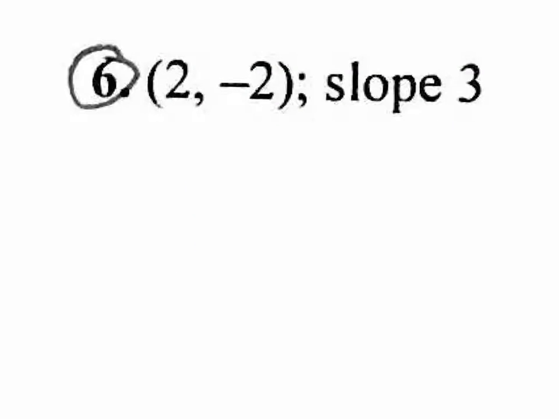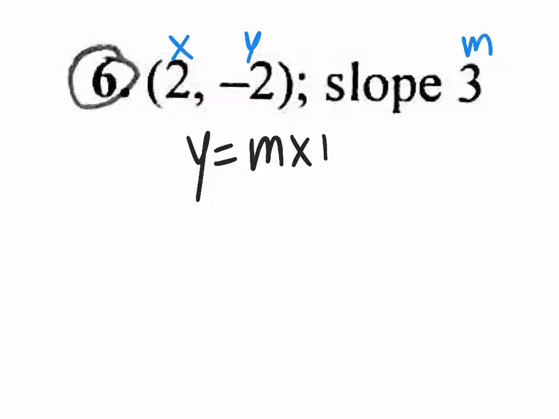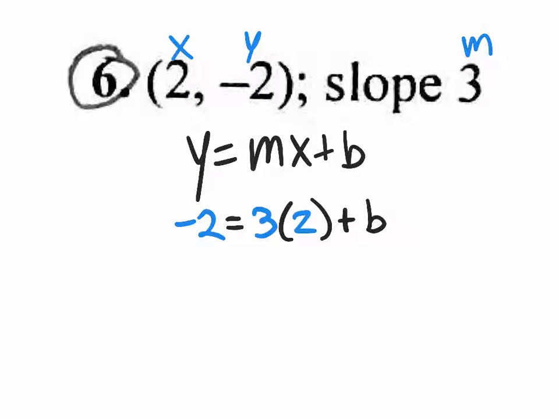Number 6. Once again, they give us an x value, a y value, and an m value, and we're going to plug it all into what? Y equals mx plus b. Instead of y, what do I plug in? Negative 2. The equal sign's there. Instead of m, what do I plug in? 3. And then I put the times x. And what is x? X is 2. And of course, the plus b is still there.